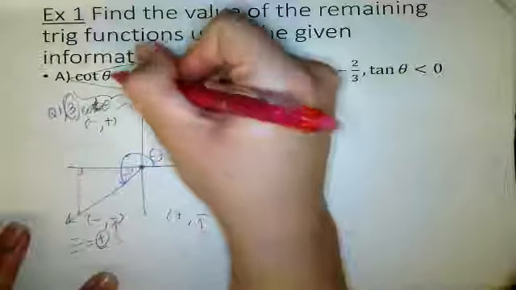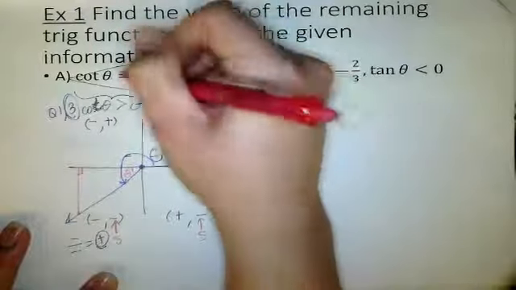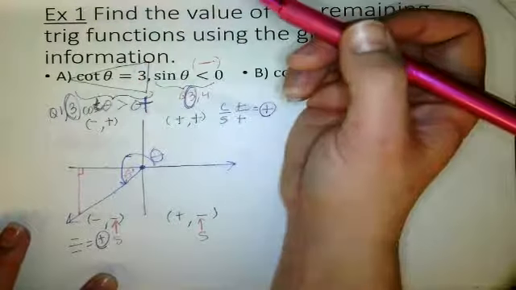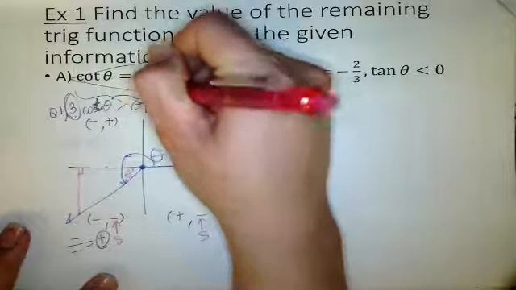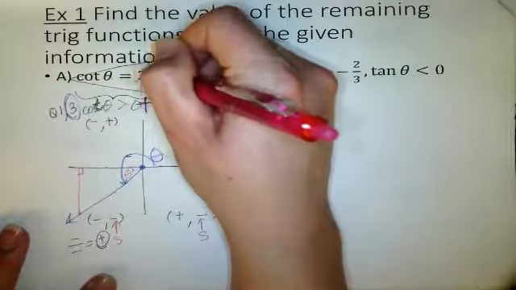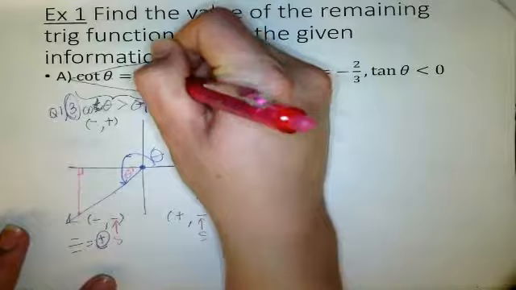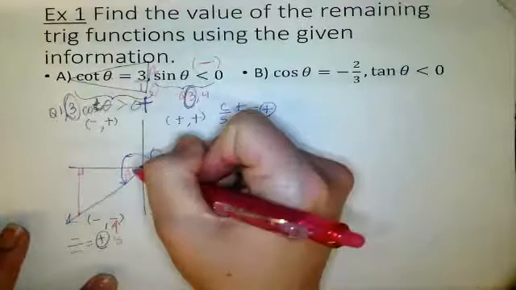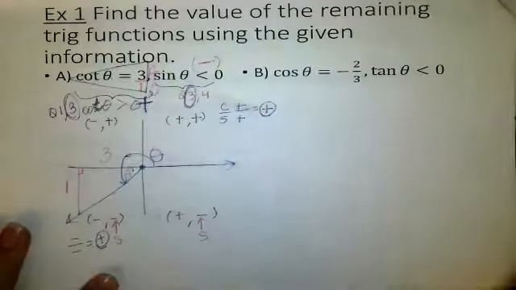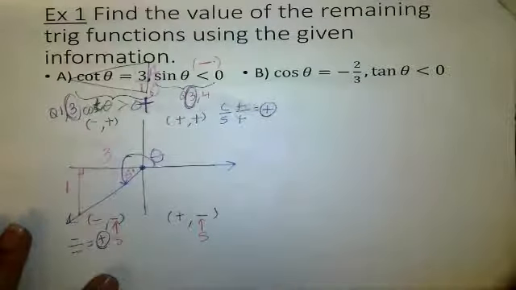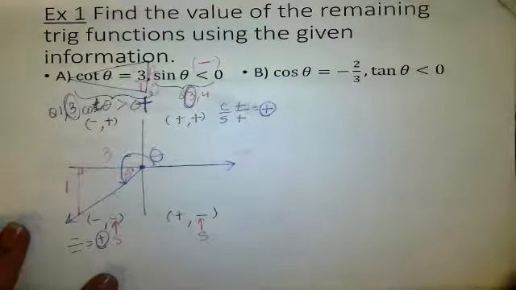They're telling me the cotangent of this reference angle is 3. Just 3? 3 over 1. Very good. What does cotangent tell me? Adjacent over opposite. Very good. So my adjacent side is 3 and my opposite side is 1. Is that correct? No, what should they be? Both negative. Very good.